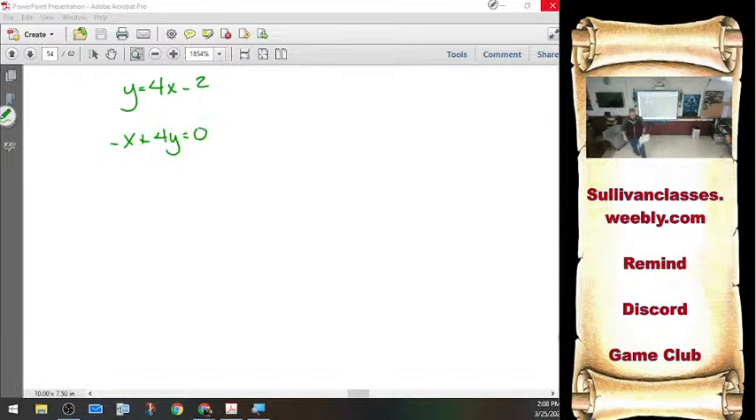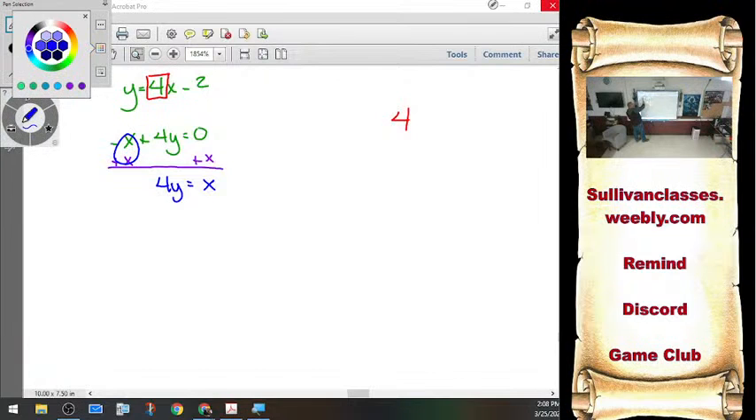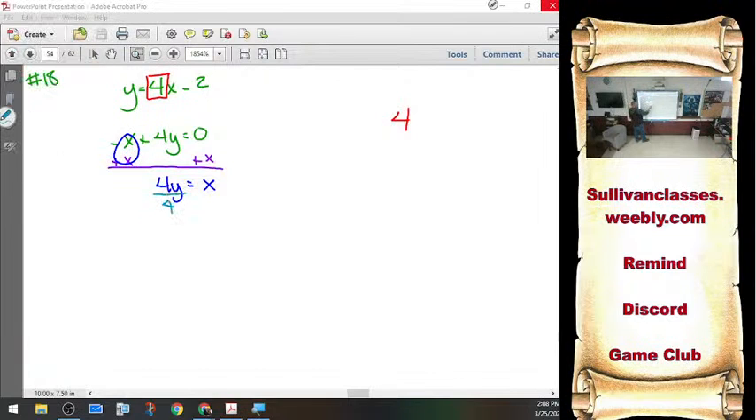All right, so they're asking parallel, perpendicular, or neither. So I need to compare their slopes. I've already got slope number 1, 4. This guy, I don't have the slope yet because it's not in the right form. So I'm going to add x to both sides. x plus 0 is just x. y is still not by his lonesome. Got to finish it off.